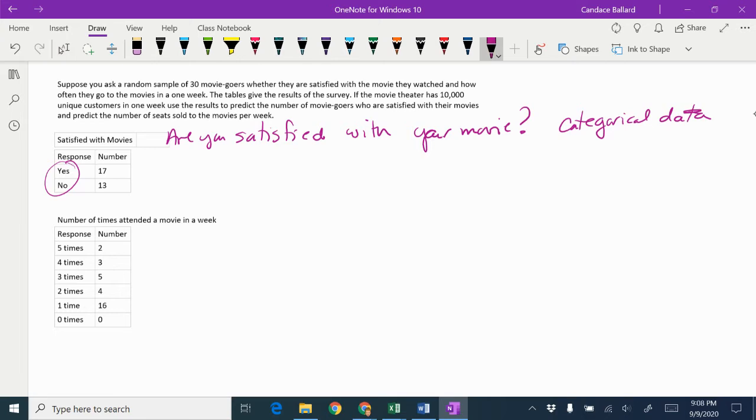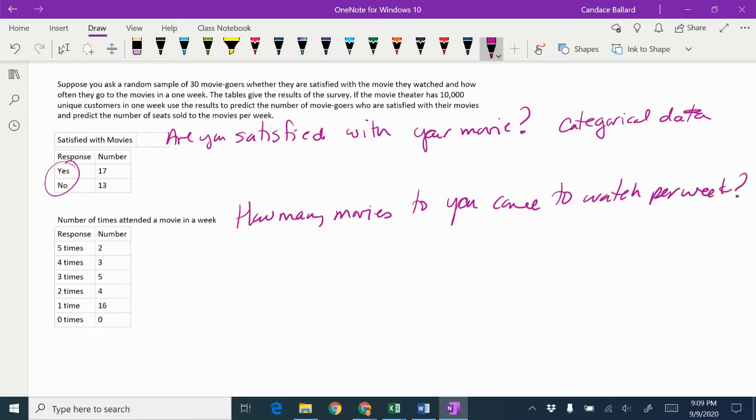Then the question I could have asked to get this data would be, how many movies do you come to watch per week? And notice, this data reads a little bit weird. 5 times they got 2. So out of the 30 people, 5 of them answered they come 2 times. Actually, I take that back. I'm wrong. Out of the 30 people, 2 people said they come to the movies 5 times. 3 people said they come to the movies 4 times. 5 people said they come to the movies 3 times. So this is really like 30 different responses and how many times they're actually coming. So this question generated what we call numerical data.